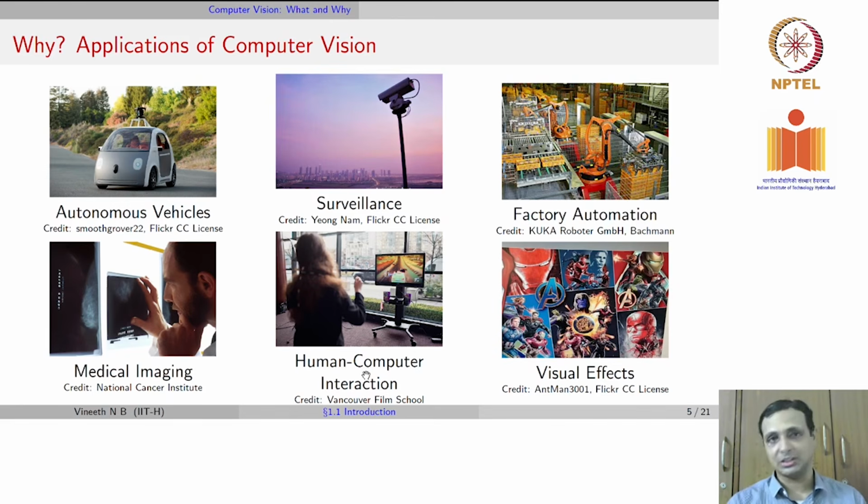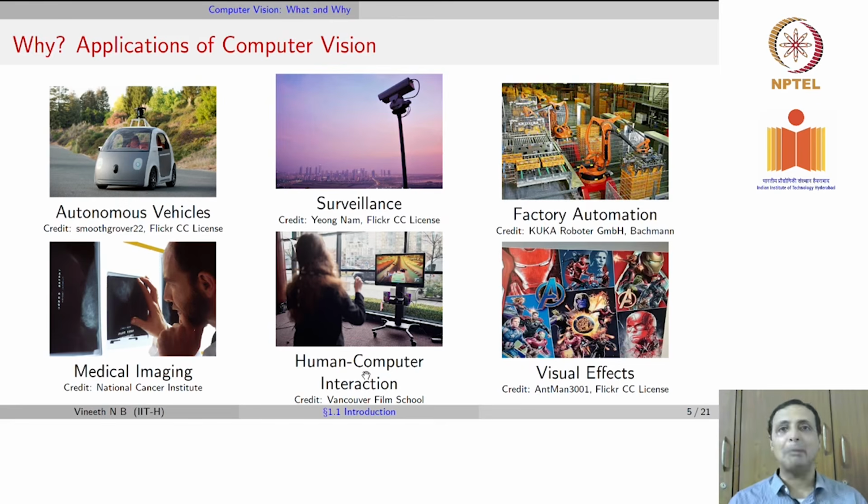Human computer interaction. Some of you may have played the Kinect or the Xbox, where there's a stereo camera looking at a user and tracking the user to say whether the user is playing a bowling game or a tennis game, whether the movement is a particular forehand or a backhand or any other movement for a particular game. And finally, visual effects and movies, where computer vision is used extensively.